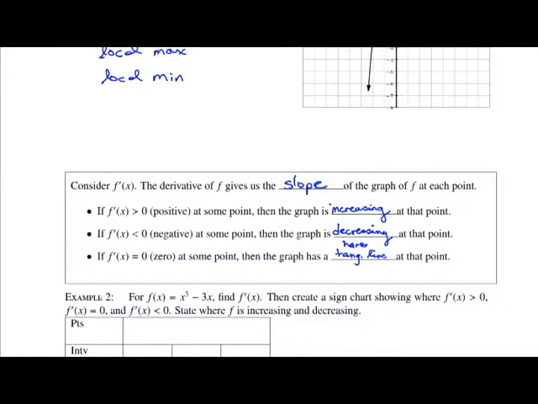So here all we're doing is exploiting the fact that the derivative represents the slope. If that derivative is positive, that means we have a positive slope. If you have a positive slope, that means you are increasing. If you have a negative slope, that means you are decreasing. And if you have a 0 slope, you have a horizontal tangent line. One word of warning, we always think about increasing and decreasing going from left to right. We never think about it going from right to left. So you always consider things left to right.